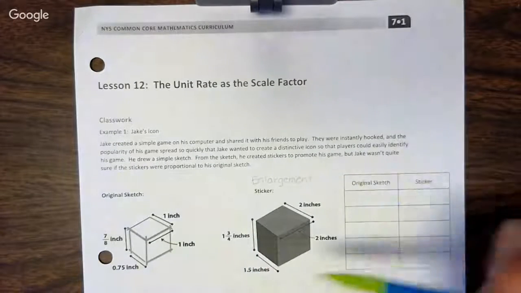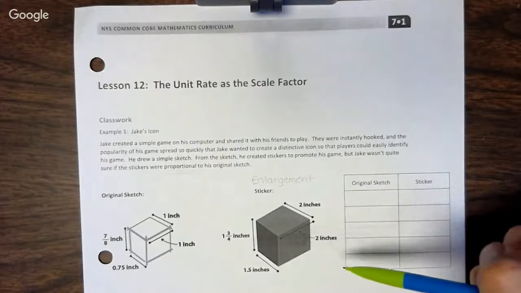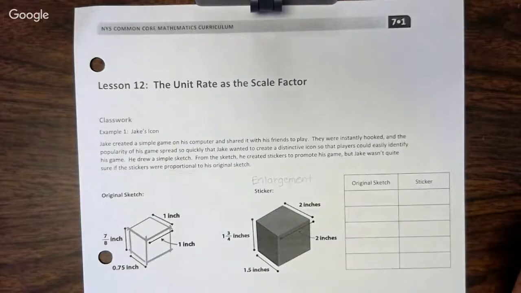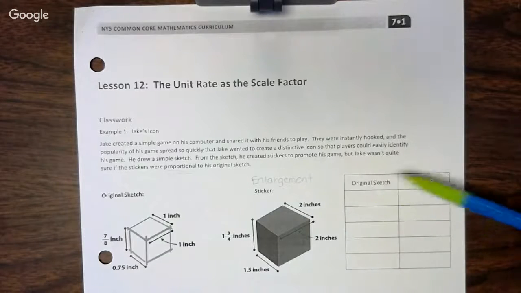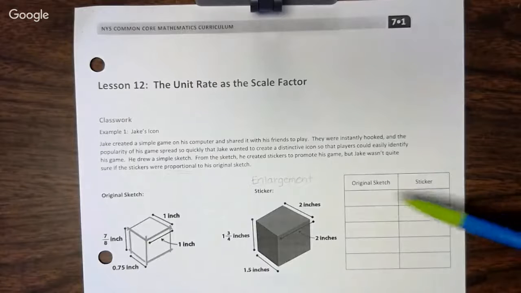Now, if the sides do not go up at the same rate, it's going to distort the image on the sticker. So we want to make sure it is proportional. So we're going to line up the original sketch to the sides on the sticker and see if those are increasing at the same rate.